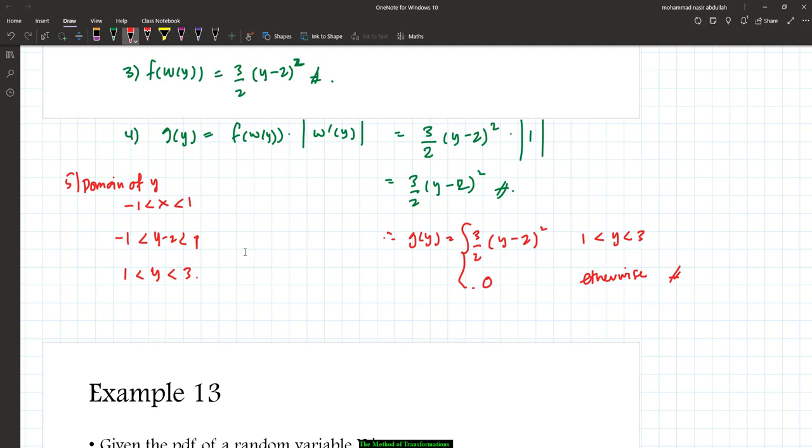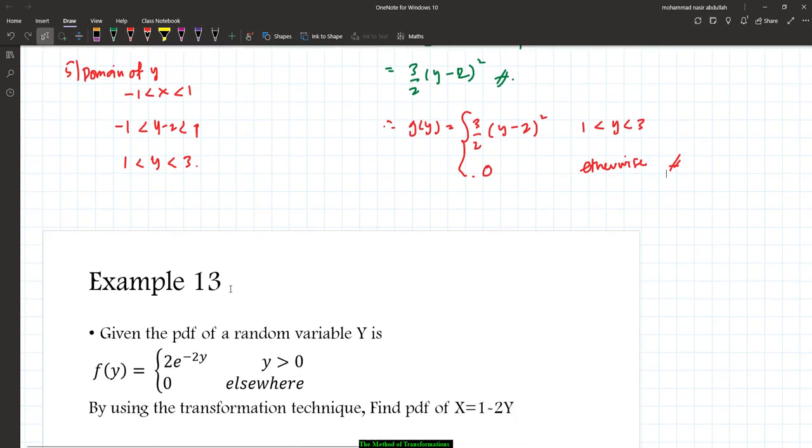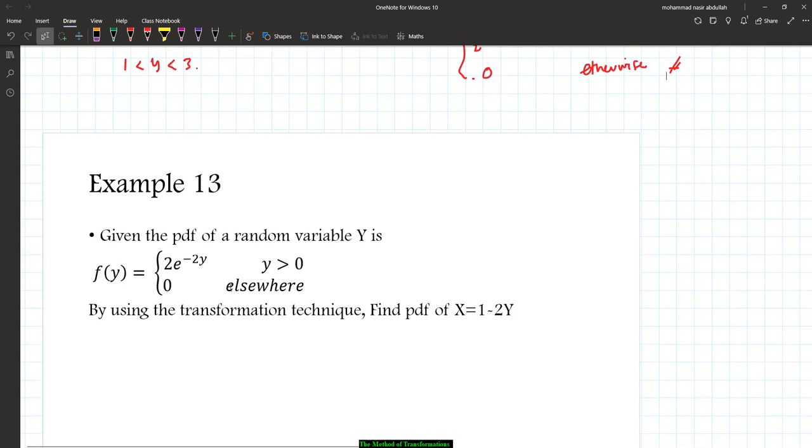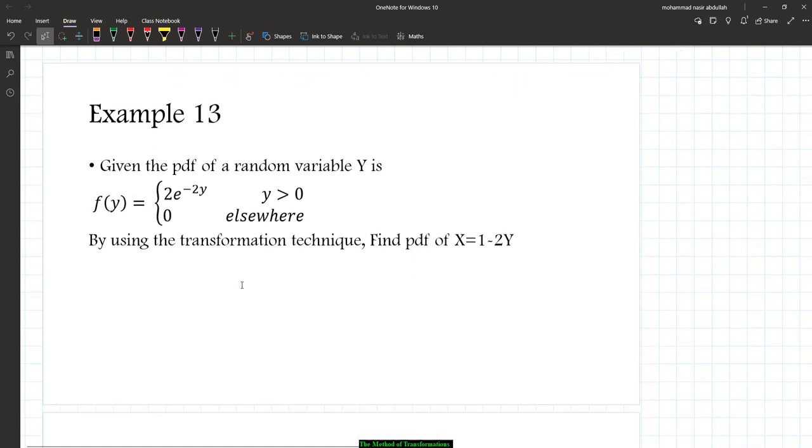So for example number 13, you can copy this example for now and try to do it by yourself. Or do you want me to show the answer? Do you want to do it by yourself or do you want me to show the answer? So do it by yourself.